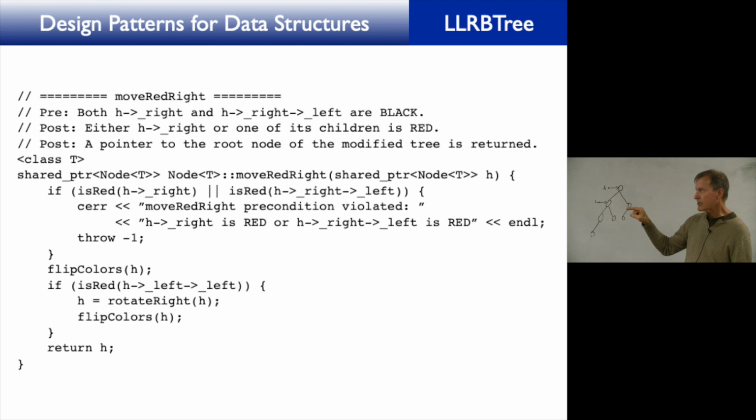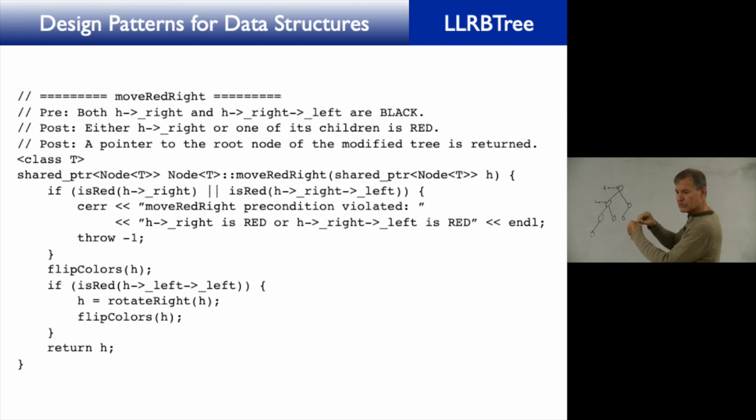But now what is our condition? Before, it was if is red, H arrow left, arrow right. Now what is it? Left arrow left. Why is that? Because we're calling this when we're moving to the right. So it's if is red, H arrow left, arrow left.